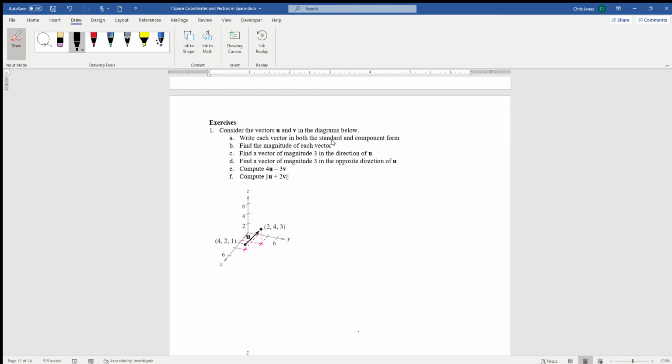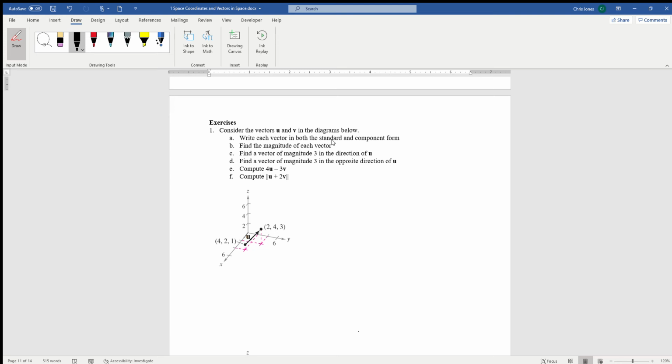Again, for the component form we want to make sure we understand that's a linear combination. We're going to find the magnitude. We're going to find a vector of magnitude 3 in the same direction as u, a vector of magnitude 3 in the opposite direction, and then we're going to do a couple operations for u minus 3v.